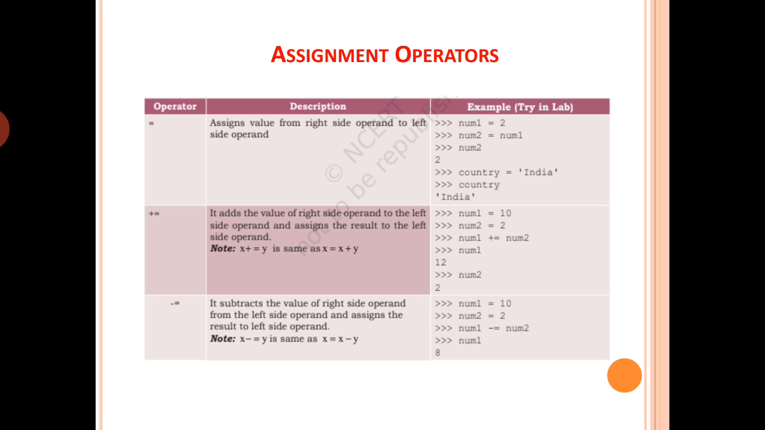Minus equals to. It subtracts the value of the right side operand from the left side operand and assigns the result to the left side operand. For example, num1 is the variable in which the value stored is 10. Num2 is the variable in which the value stored is 2. So num1 minus equals to num2. This statement will subtract num2 from num1 and the value will get stored again in num1. In the next line, num1 is used, so it will print the value of num1 after the subtraction.